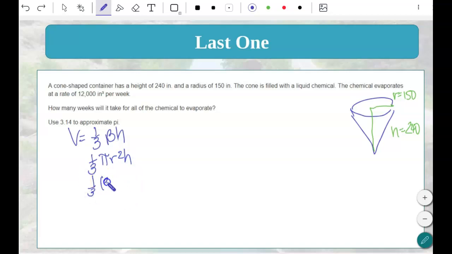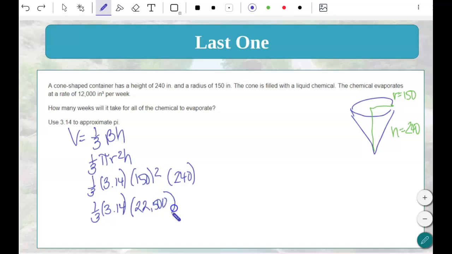We're going to use 3.14 for pi. We're going to square our radius. And we're going to multiply that by the height. So let's go ahead and do the 150 squared first. Oh, I hit the wrong number. Keep hitting the wrong number. It's 22,500. So I still have 1/3 3.14. All I did was square the 150 and I got 22,500.